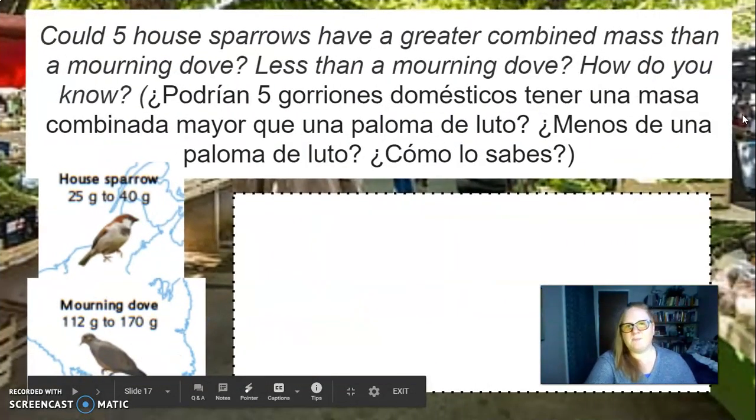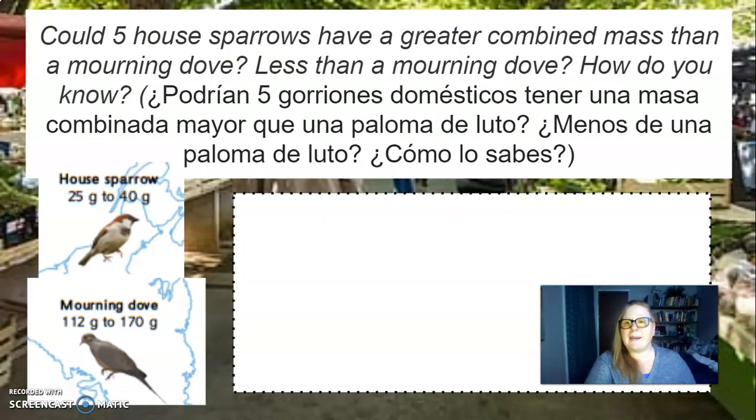Could 5 house sparrows have a greater combined mass than a mourning dove? So what you have to do is look at the house sparrow, and I would go for the bigger number, right? And then times it by 5. For less than a mourning dove, you would take the smaller number and multiply it by 5. And then, how do you know?